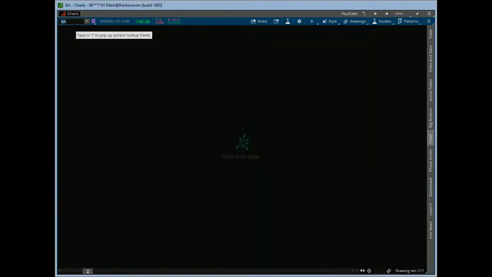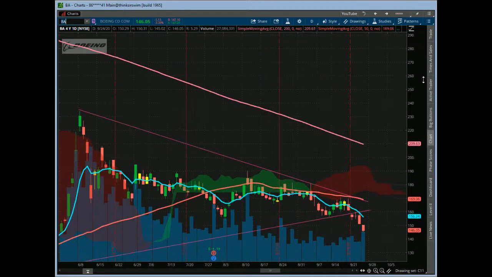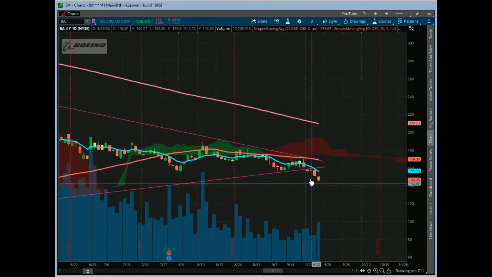Let's take a look at Boeing. So Boeing on the short radar. Wow, what a move on Boeing today. We've had this big triangle that we've been stalking for so long, and we finally broke out of it here.